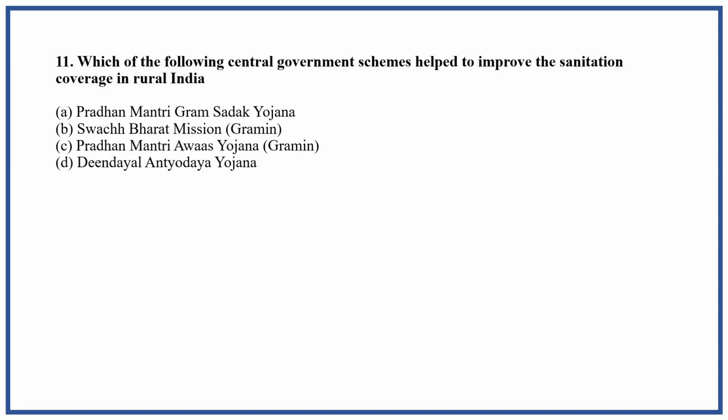Okay, so the next question is which of the following central government schemes help to improve the sanitation coverage in rural India? Pradhan Mantri Gram Sadak Yojana, Swachh Bharat Mission, Pradhan Mantri Awas Yojana, Deen Dayal Antyodaya Yojana. Okay, so people are typing. The correct answer is Swachh Bharat Mission. I think I have mistakenly marked it as C. It is B is the correct answer.